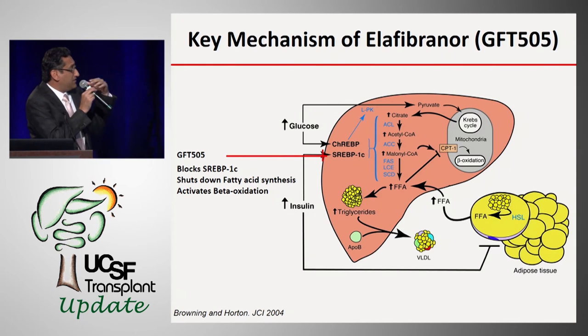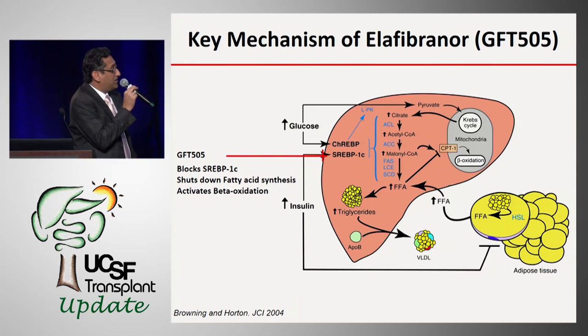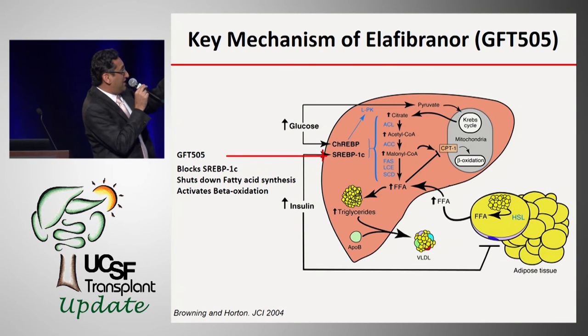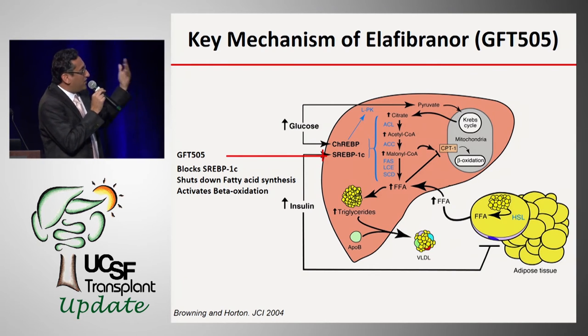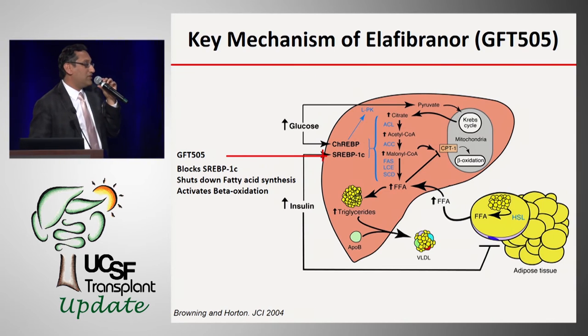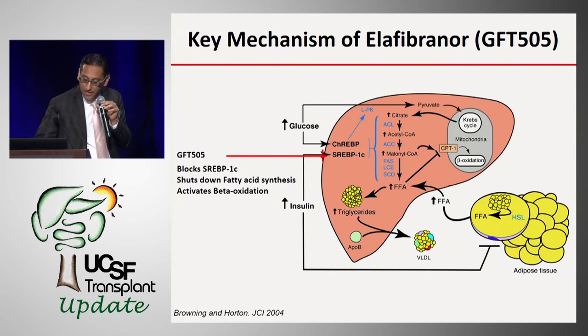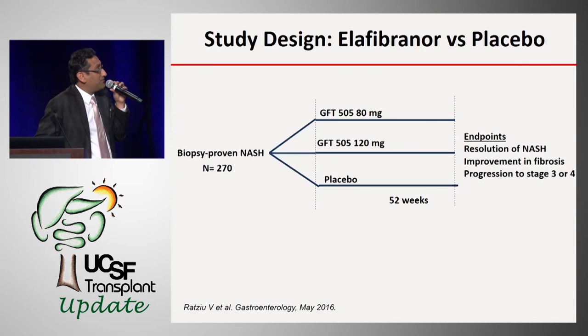So it does a lot of different functions, but it does inhibit this SR, which is sterol receptor. And when it stops it, it shuts down the fatty acid synthesis and activates beta oxidation. And the alpha component has also improved the insulin sensitivity peripherally. So it was very promising that it is going to improve the hemoglobin A1C and cholesterol because of its effect.